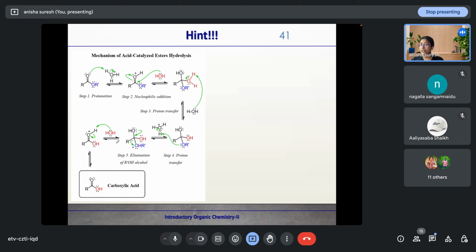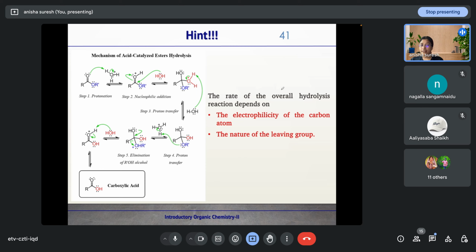So all these steps are reversible. It can give back the ester. That is why this double headed reversible arrow is given. And the factors that determine the rate of the hydrolysis reaction are the electrophilicity of the carbon atom and the nature of the leaving group. As we have seen, the nature of the leaving group, the electrophilicity of the carbon atom, the nucleophilicity of the nucleophile, all these factors will affect the hydrolysis reaction. Okay.